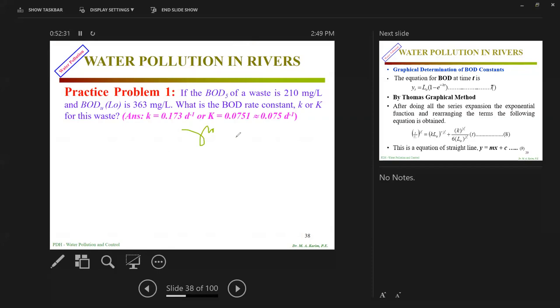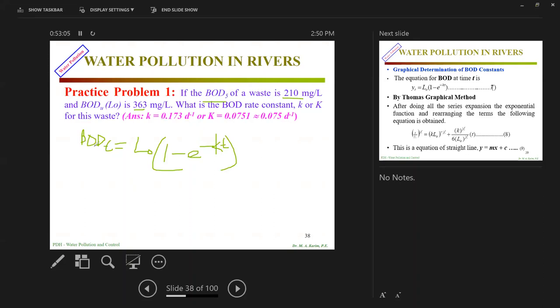My 5-day BOD is given, right? BOD5 is given as 210 and the BOD ultimate is given. What is my equation? My equation is BOD at any time t is equal to L0, which means ultimate BOD, times (1 - e^(-kt)). I will use this small k because of the e base that I'm using here. Let me erase part of it.